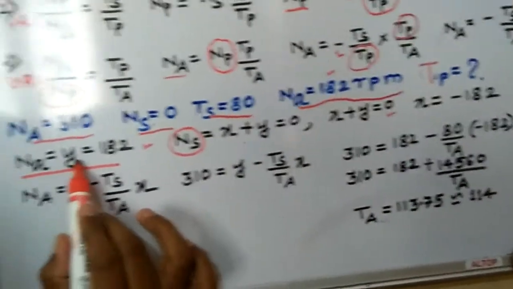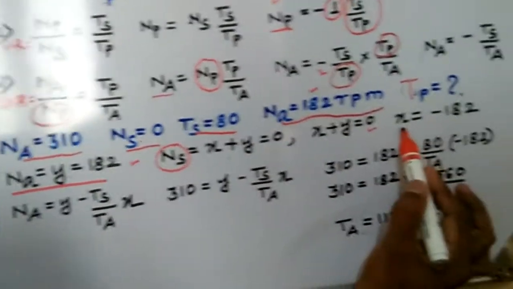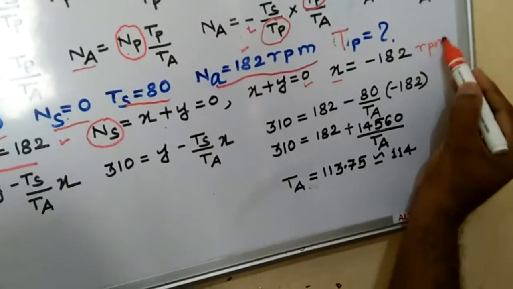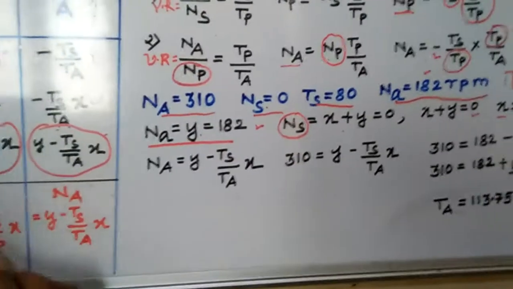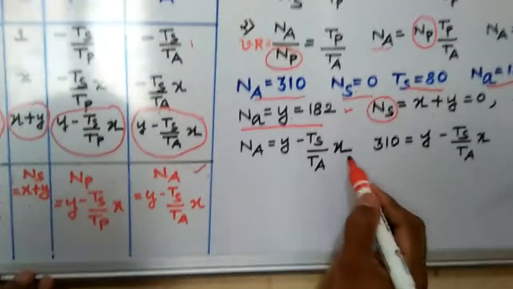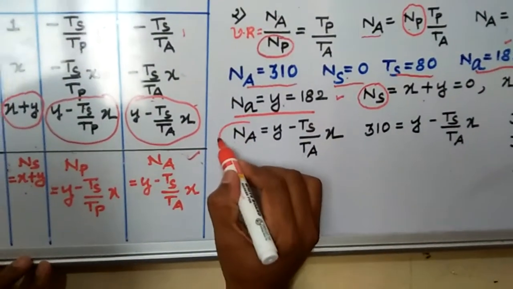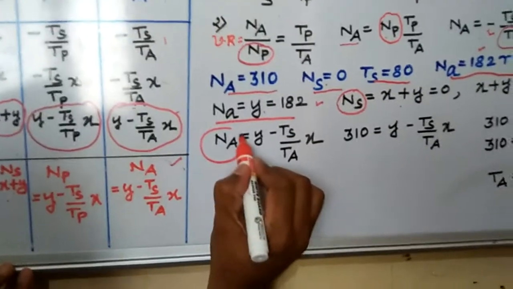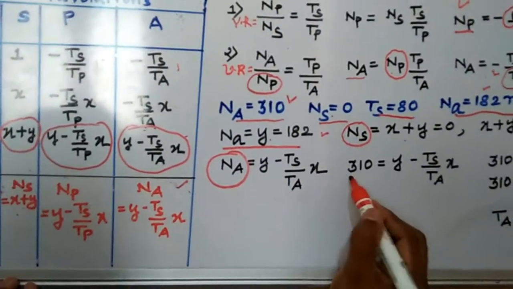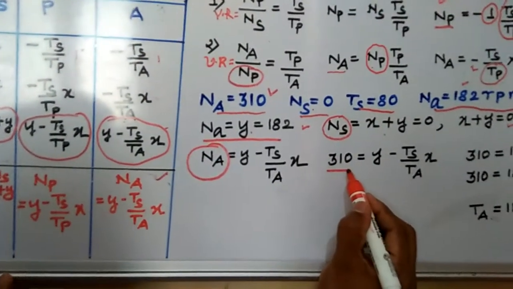Then we can determine X, because Y is already known, that is, the speed of the arm is known. We can find the revolution, that is X. This is also in RPM. Then once again, they have given NA equal to this last equation, NA equal to Y minus Ts by Ta into X. They have given NA as 310 rpm.